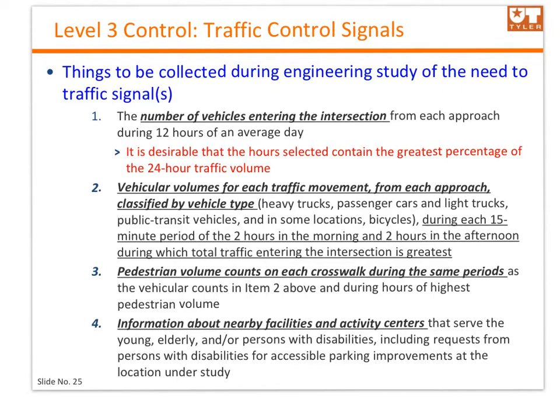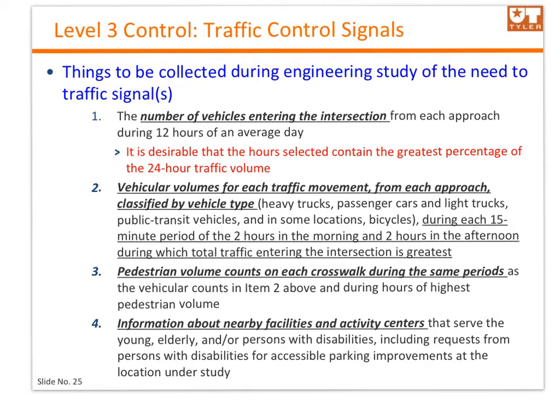You also need, while you are doing this engineering study, to have the vehicular volumes for each traffic movement, for each approach, as well as classified by vehicle type. So we need to know how many heavy trucks we observe, passenger cars, light trucks, public transit vehicles, and in some locations even bicycles. And that information needs to be collected during each 15-minute period of the 2 hours in the morning and 2 hours in the afternoon, during which the total traffic entering the intersection is the greatest.